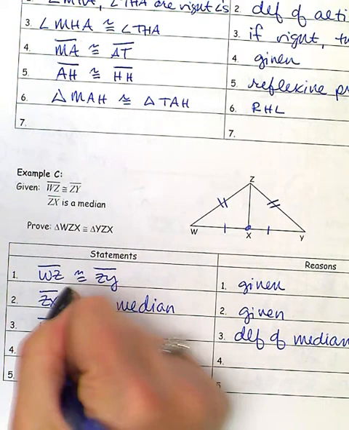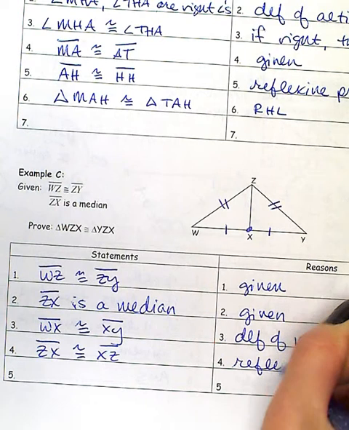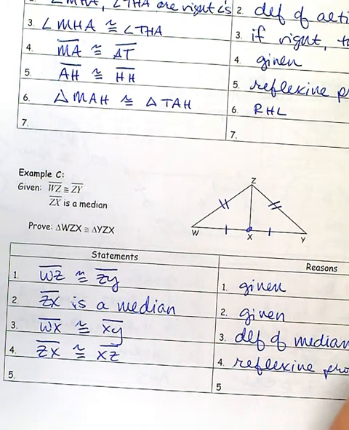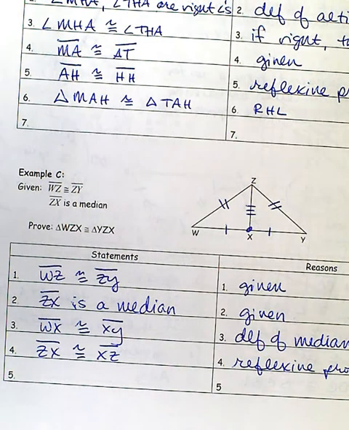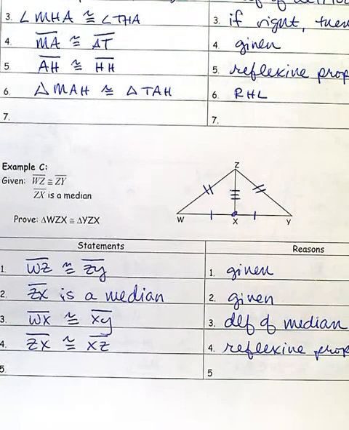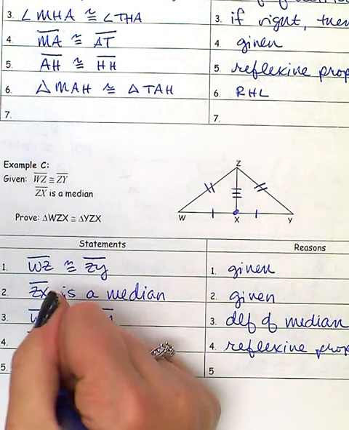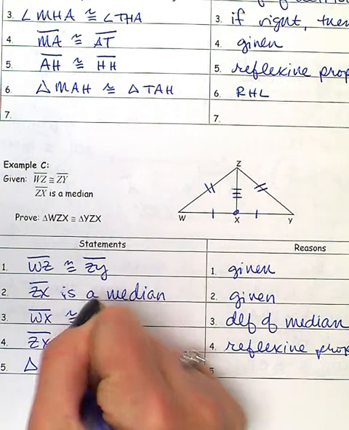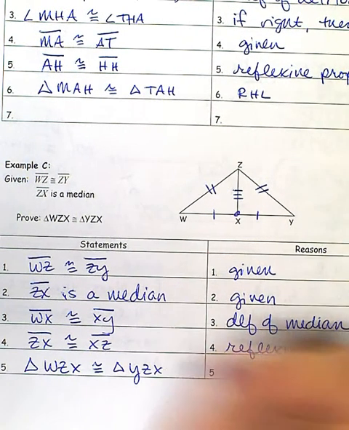ZX is congruent to XZ by the reflexive property. There's no way I can get any angles congruent here. I don't have any vertical angles. I don't have a right angle. So that's why I used reflexive property. Now I have triangle WZX congruent to triangle YZX because of side, side, side.